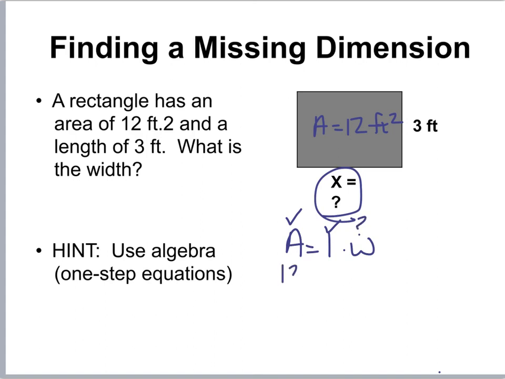Well, I know the area is 12 square feet. It was given to me. The length is 3 feet, but I don't know the width. Now, right here, I have a one-step equation: 12 is equal to 3w. On the side of the equation with the variable, I have multiplication, and I undo multiplication with division. So I divide both sides by 3. My 3's will cancel out and leave me with the width equal to 12 divided by 3, which is 4. And the units of measure would be 4 feet.